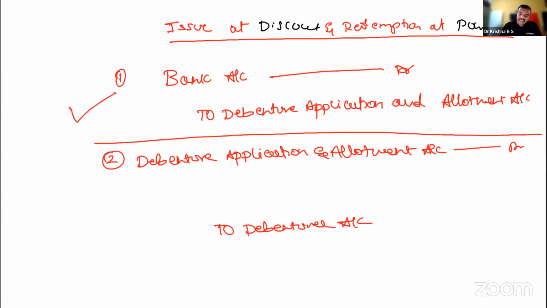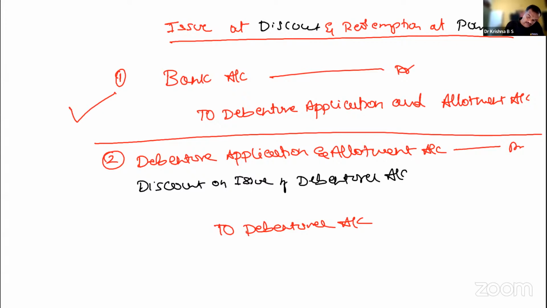Second entry, debenture application allotment account debited, discount on issue of debentures account debited to debentures account.